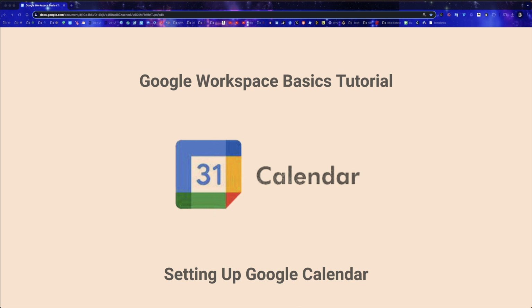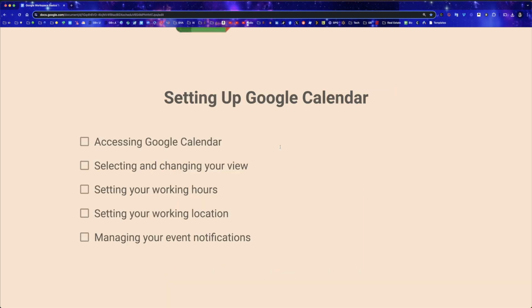For this Google Workspace Basics tutorial, we're going to dive into Google Calendar and we are going to focus on setting up Google Calendar. We've got 5 main areas we want to tackle in this video, and those are accessing Google Calendar, selecting and changing your view, setting your working hours, setting your working location, and managing your event notifications. First up on our to-do list, accessing Google Calendar.